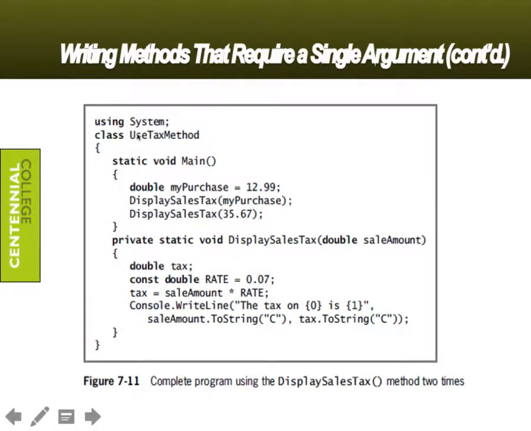Here's another one where there's the full example. We have the main method, and we're calling DisplaySalesTax, and there are two ways to send parameters. One is by passing in the value of myPurchase, which is also a double, or the other one is actually physically putting in the actual value. So 35.67 is also valid to send into DisplaySalesTax because it's a double. 35.67 is of type double, and so is myPurchase. myPurchase is of type double, and it holds a value of 12.99. So whether you do it this way or this way, it's valid because it's listening for a double.